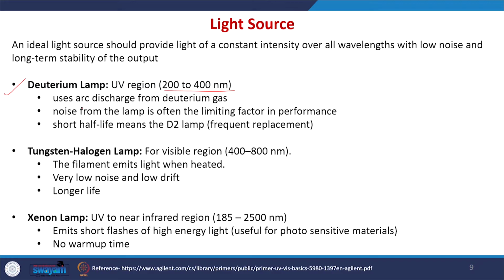The deuterium lamp uses arc discharge from deuterium gas. So, the one drawback is it has a short half life. So, we have to frequently replace the deuterium lamp. The next one is the tungsten halogen lamp.